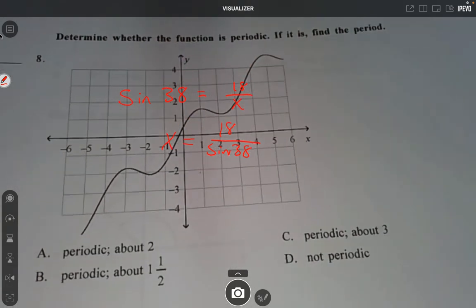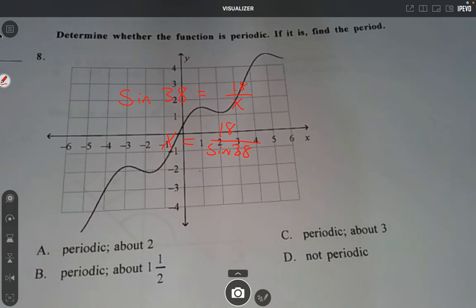All right. A periodic function means it does the same thing. It's the same numbers. It repeats itself over and over. A periodic function would look like this. See how it's doing the same thing over and over again? Alright, another example of a periodic function would be like this.